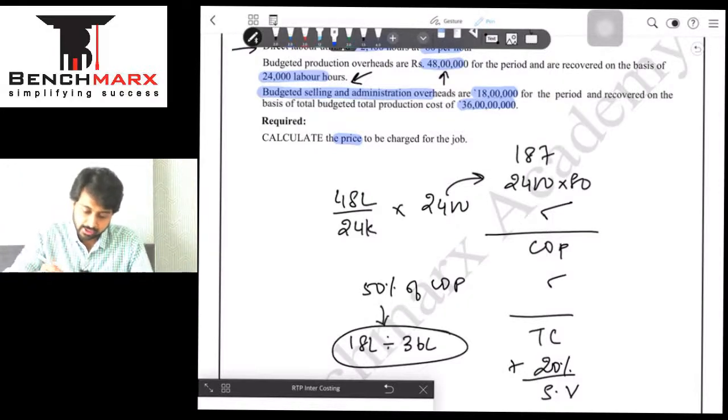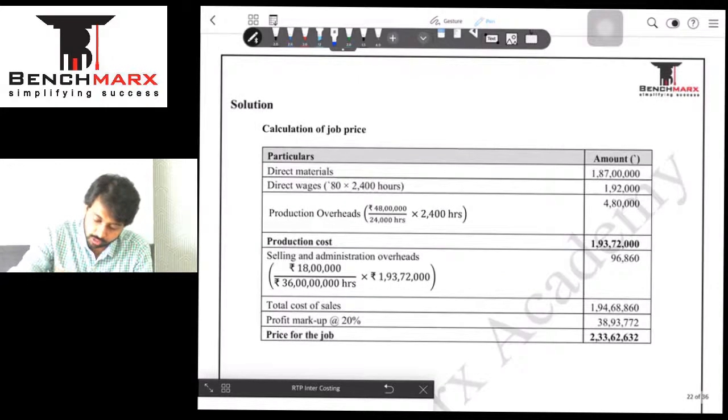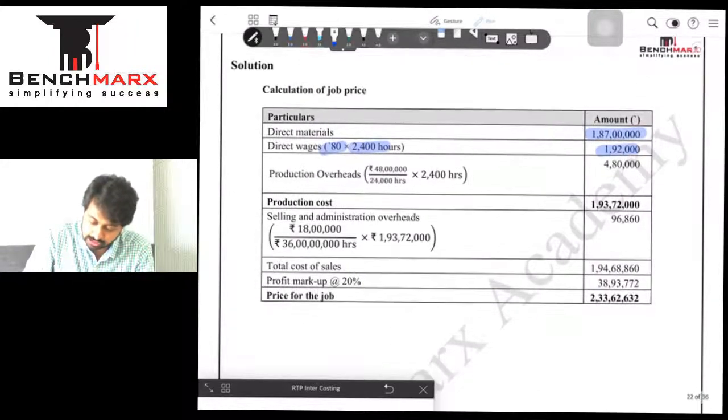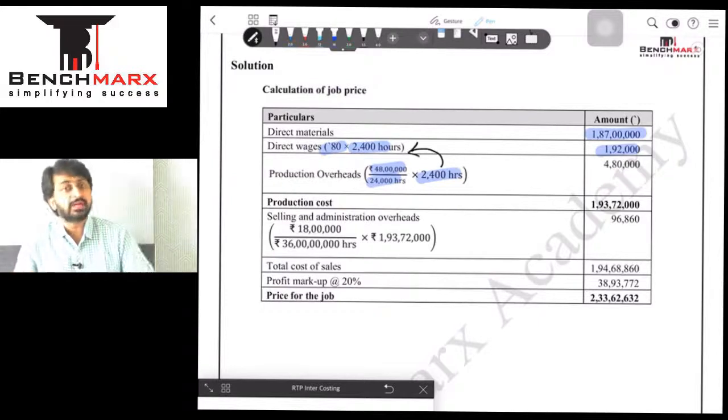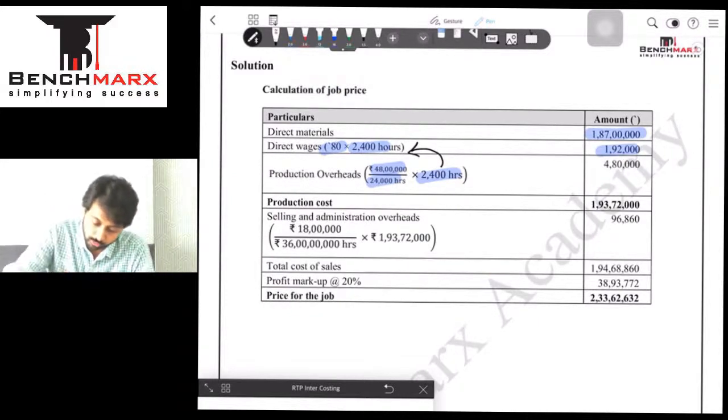Let's see what has been done. As I said, we'll be starting from the DM content. This 187 is given. 2400 into 80 comes to this many. Then the absorption rate is overheads upon the hours, whatever rate comes, into the same number of hours. These hours are coming from here only. As I said, 2400 labor hours will always be used for the absorption content also. After doing all these things, I'll end up getting the production cost.